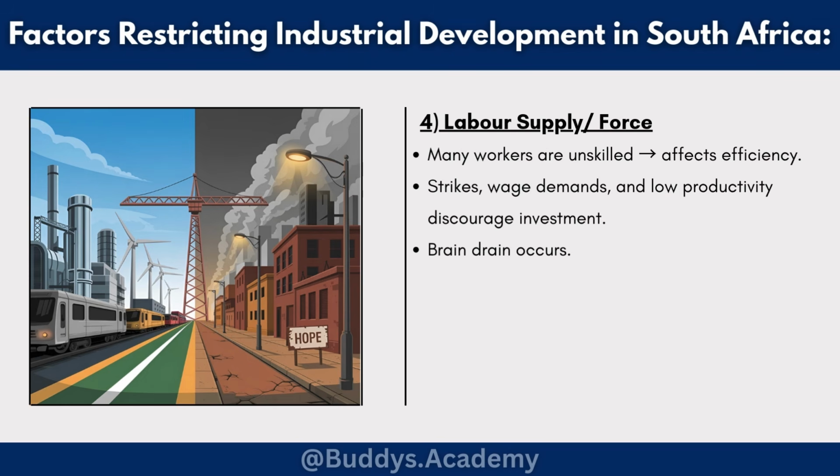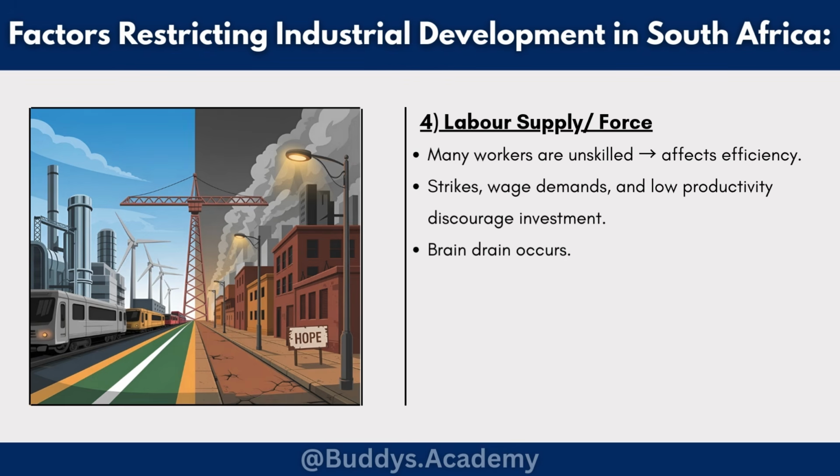Your fourth factor is going to be your labor supply, right? Now, many workers are going to be unskilled, and that's going to affect efficiency. Remember, if a worker is unskilled, he's not going to be able to do the best job that he can, right? There's going to be delays, right? There's going to be a lot of setbacks, and that's going to affect your efficiency. Remember, when we're talking about your labor supply, we're going to have strikes, we're going to have wage demands, and we're going to have low productivity, which is going to discourage investment.